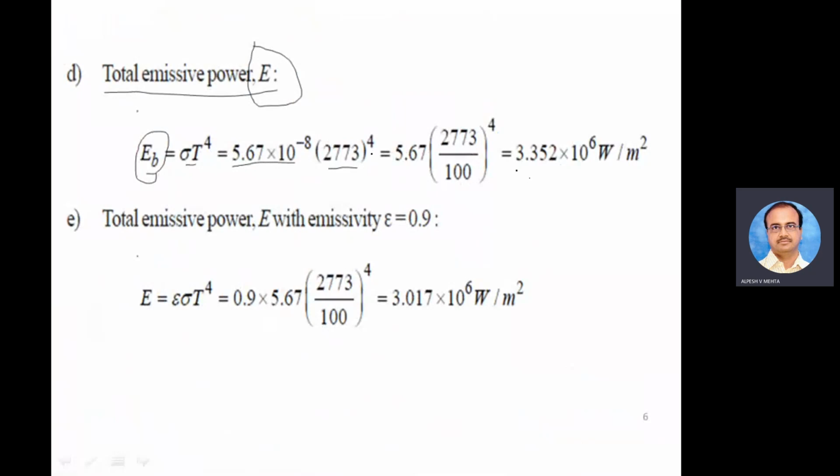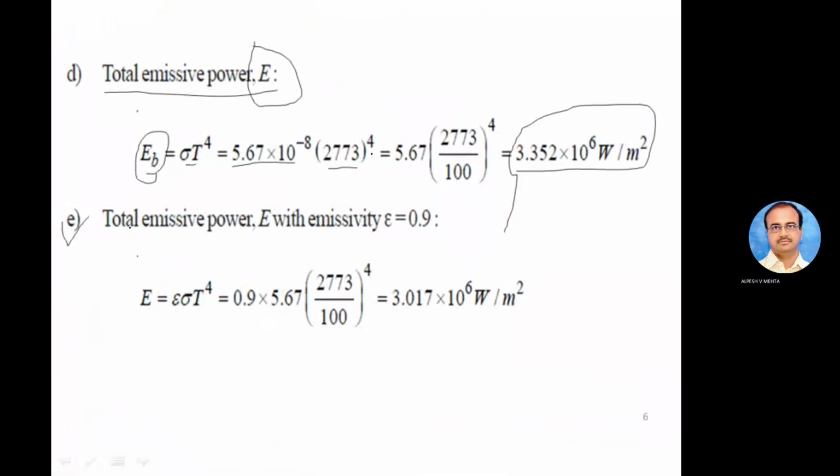So we'll get EB, that is the total emissive power of a furnace when we assume it as a black body, that is 3.352 into 10 power 6 watt per meter square. Now in the last case, we are assuming the furnace as a real body with the emissivity of 0.9.